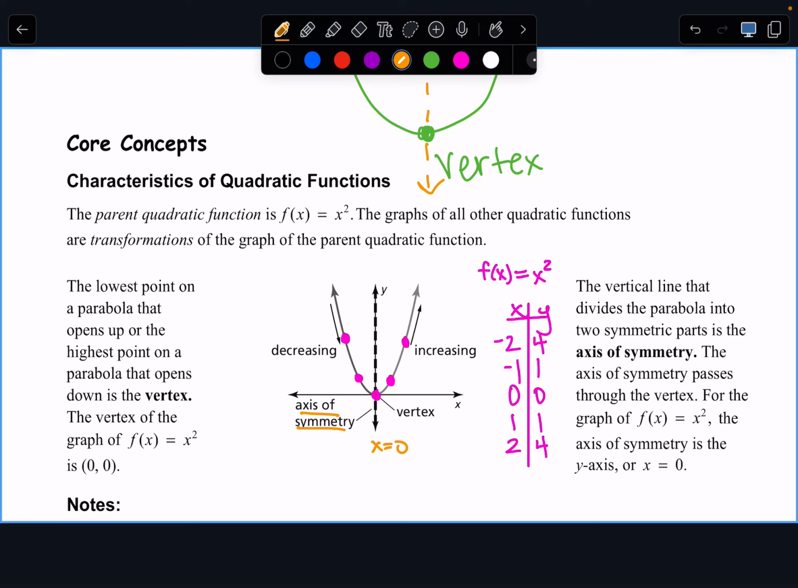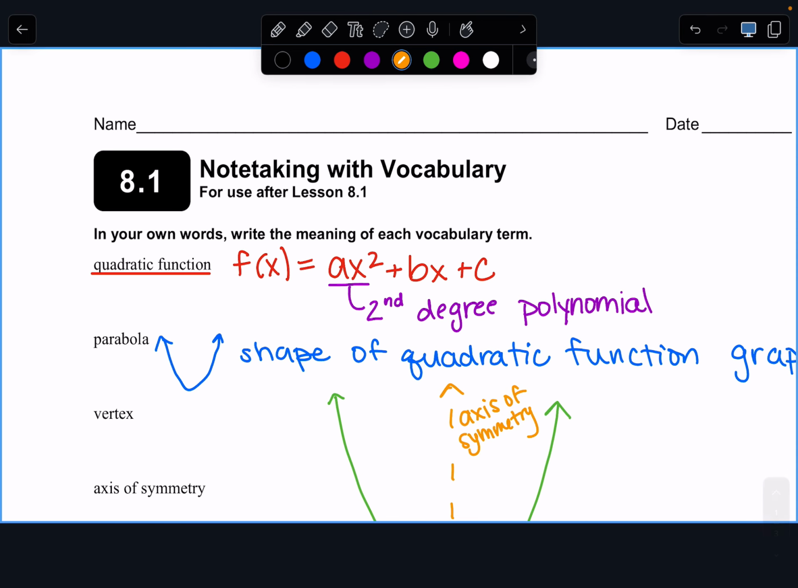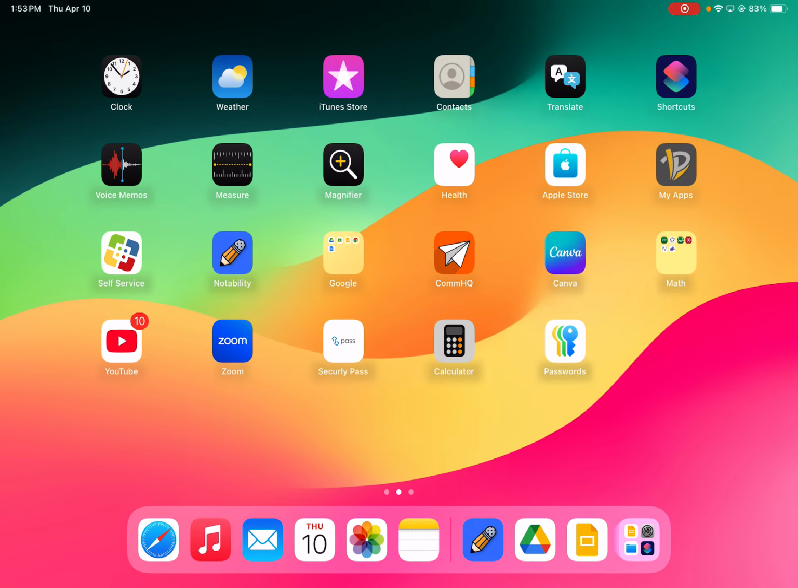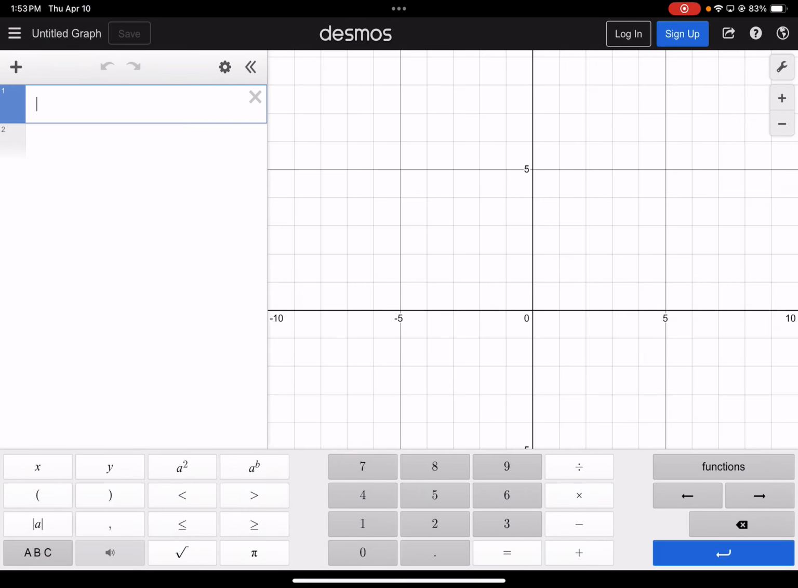Now, today we are going to focus on only the parabolas that have an A, but not a B and a C. So this is what I'm going to do. I'm going to go to Desmos. Okay.